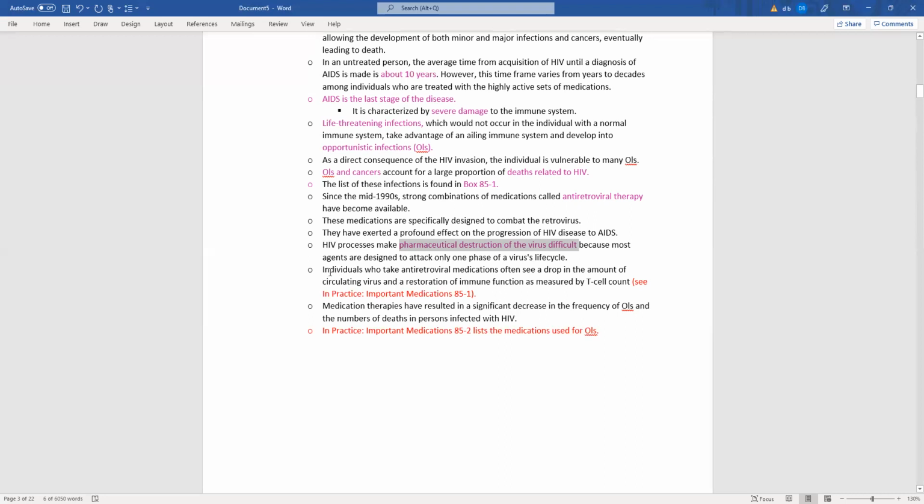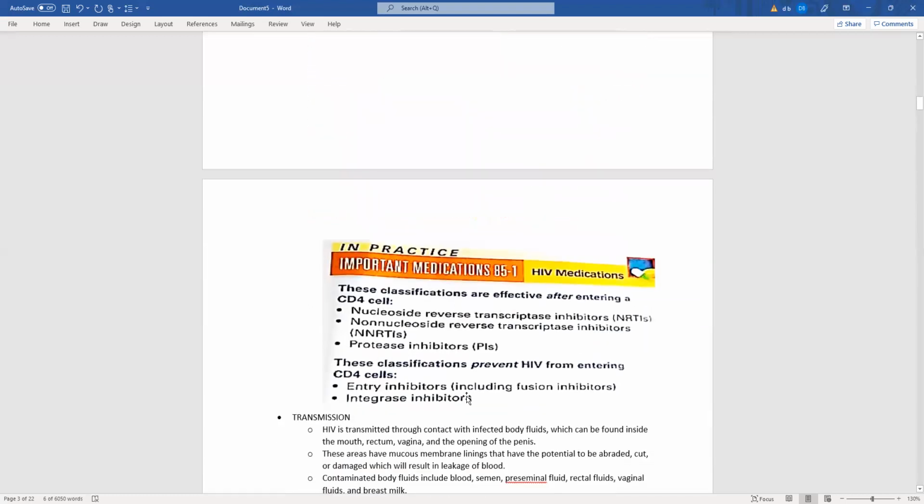So like I said, it's telling us to look at 85-1 and 85-2 in the book for the medications that they use to treat. Okay, that's this right here. So these are HIV medications. These classifications are effective after entering a CD4 cell. And what did we say a CD4 cell was again?